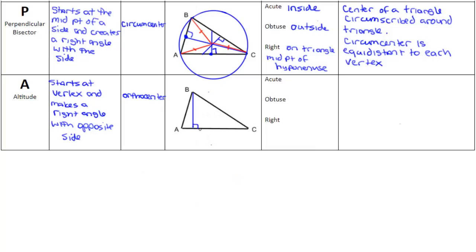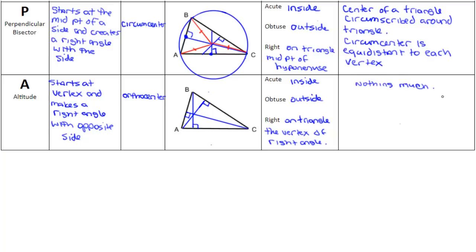So let's fill in this information. Again, try to do a sketch best you can, and then let's fill in the information. Acute, it's inside, obtuse, it's outside, and in a right triangle, it's on the triangle at the vertex of the 90-degree angle. And then as far as orthocenters go, there's nothing particularly interesting about them except the fact that they meet at the corner of the right angle.